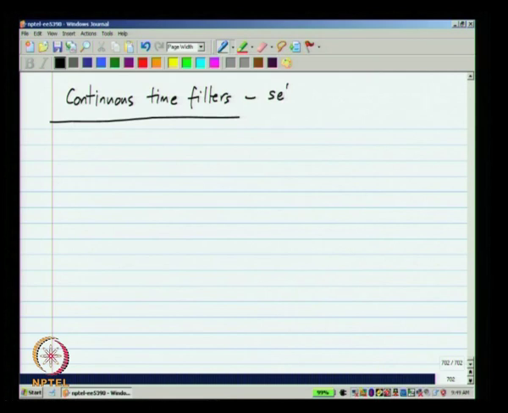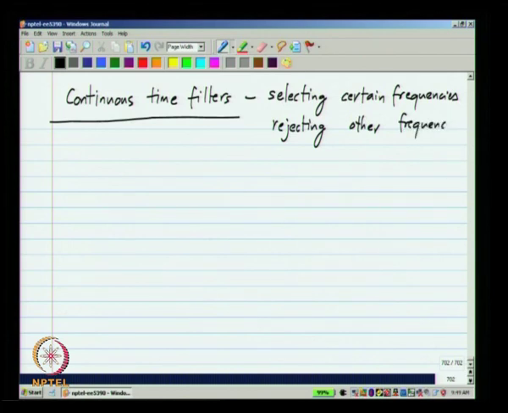These are basically used for selecting signals of certain frequencies and rejecting other frequencies. And broadly there are four classes based on which one you select and which one you reject. The transfer function magnitude is what I am drawing here versus omega. In this case, it allows low frequency signals and rejects high frequency signals.